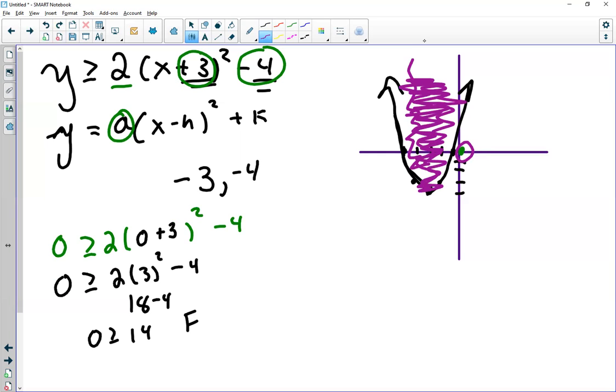Yeah. Go ahead. Explain to me how to know which points to use in the parabola besides -3, -4. You know how to get -3, -4, right?